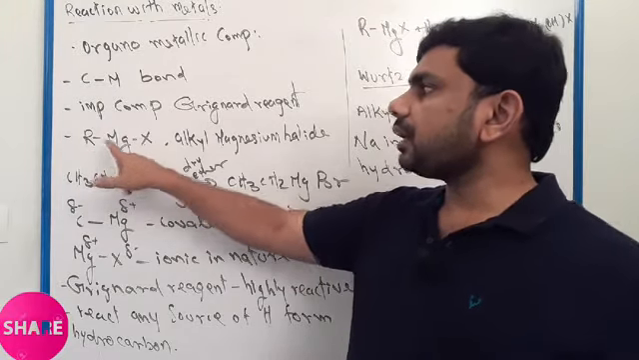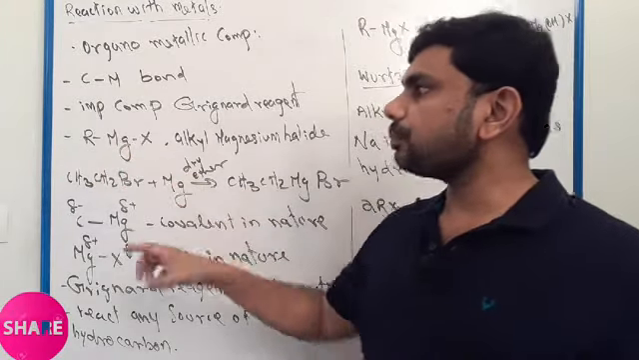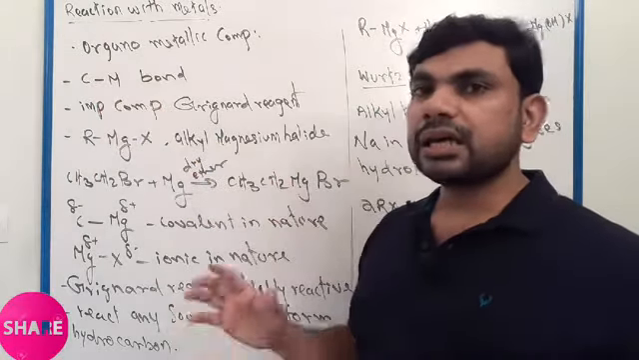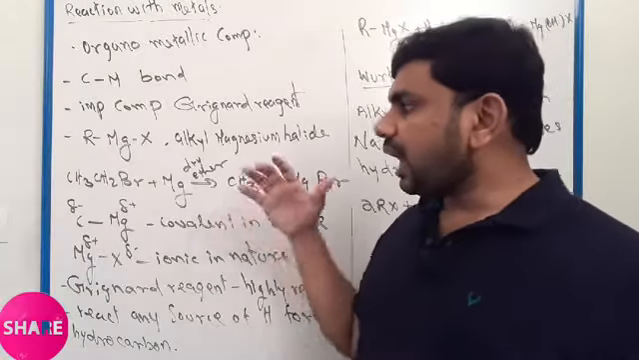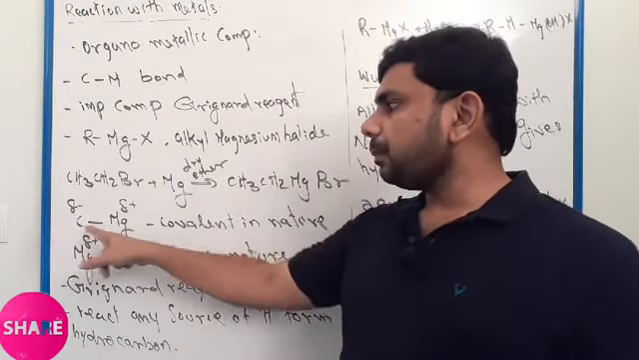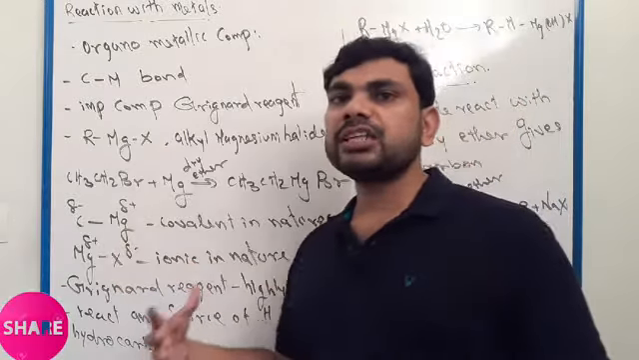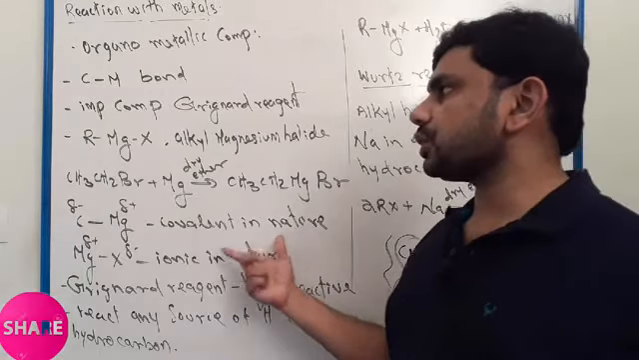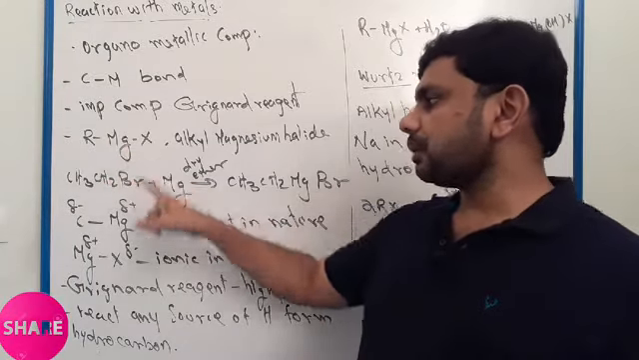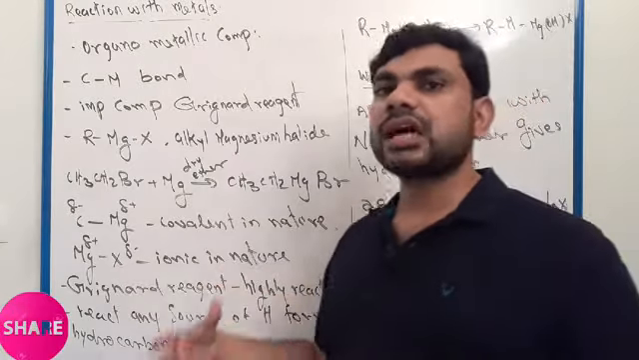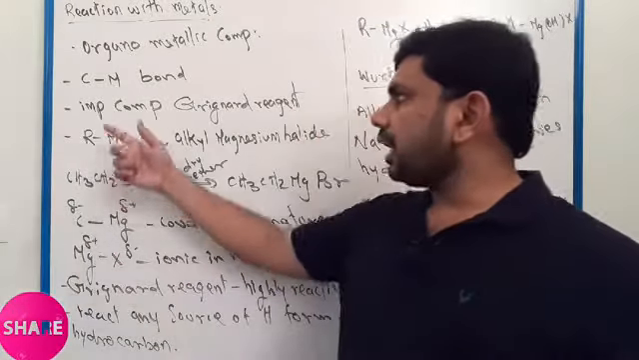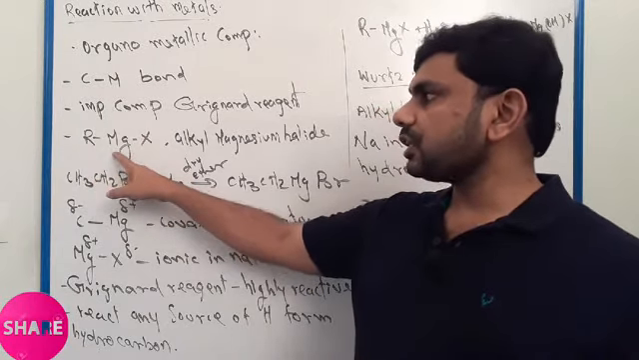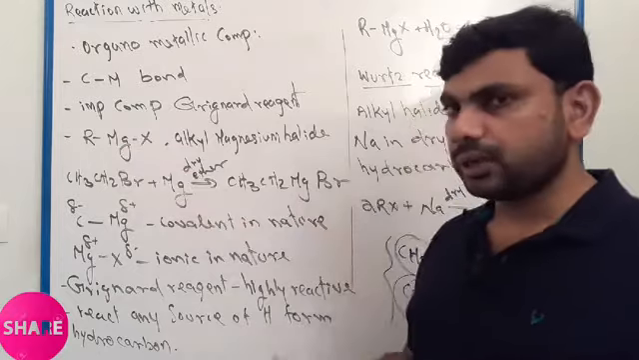So in RMgX, you have to understand there is a direct bond between carbon and magnesium. That's why we said it contains a carbon-metal bond. In RMgX, the carbon-magnesium bond is covalent in nature. The magnesium-halogen bond is ionic in nature. So in RMgX, the carbon-magnesium bond is covalent and the magnesium-halogen bond is ionic.